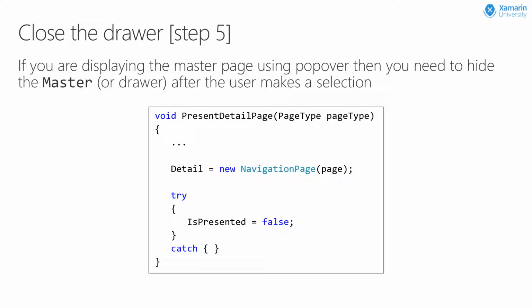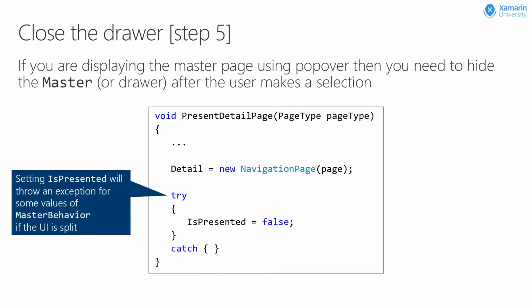And finally, you're responsible for dismissing the drawer. Now this is done by setting the master detail page's IsPresented property to false. Now note, IsPresented is only intended to be assigned if the master page is displayed as a popover. Now for some values of master behavior, such as split on landscape or split on portrait, if you assign IsPresented when the UI is split, it will throw an exception.